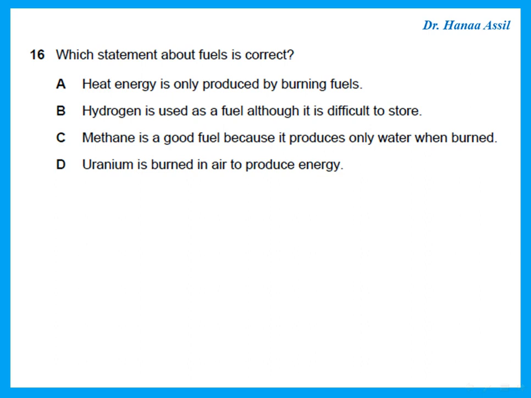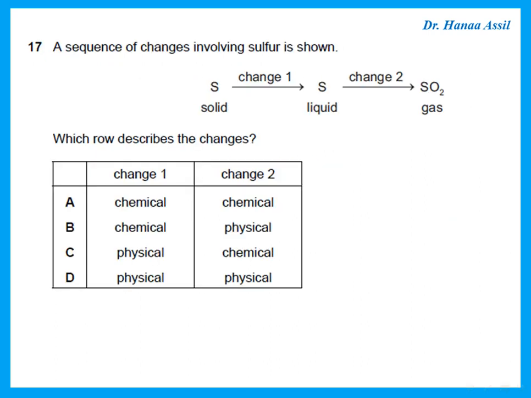I don't burn it. Hydrogen is used as a fuel, although it is difficult to store. Well, actually, yes, it's difficult to store because it is a gas, but it is used as a fuel. Methane is a good fuel because it produces only water. What is methane? Methane is CH4. If it burns, it gives carbon dioxide and water. So if he says it produces only water, that's wrong. It is hydrogen that produces only water. Uranium is burned? We said no, uranium is not burned. Uranium produces energy by nuclear power in nuclear power stations.